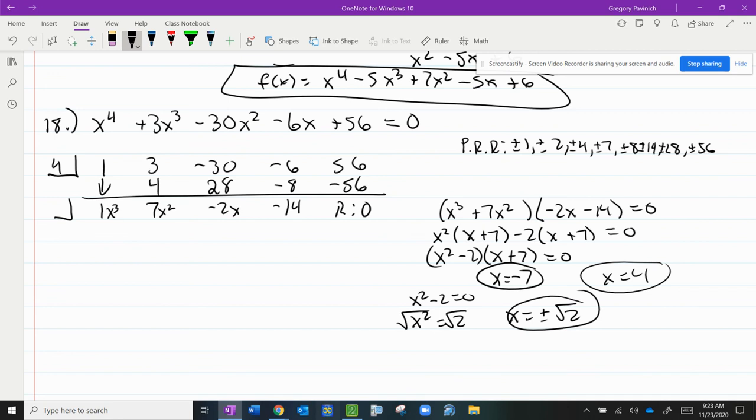Now, if you didn't do that, you would have had to find 7 and synthetically divide with 7 and break this down one more time.